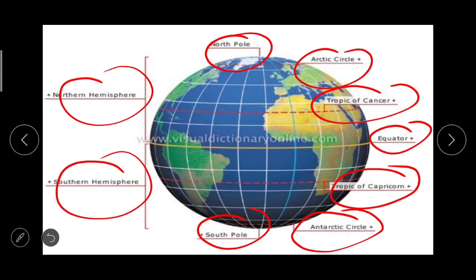Which continents are spread in all the four hemispheres? Not a single continent is spread in all the four hemispheres. At which two parallels do all the meridians converge? All the meridians converge at North Pole and South Pole. Here you can see North Pole, South Pole.